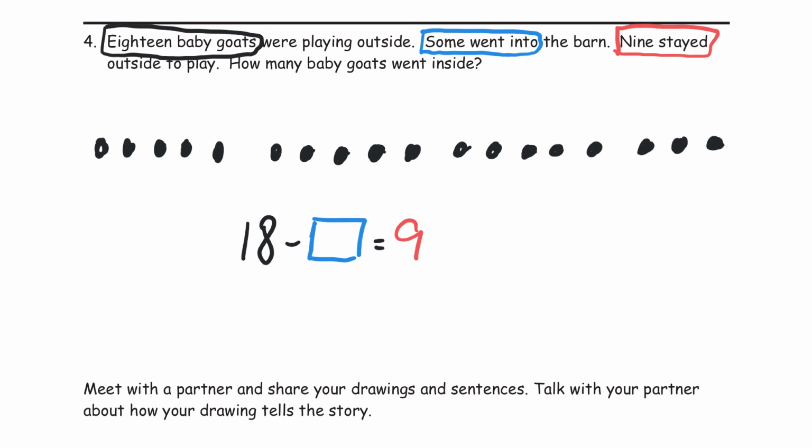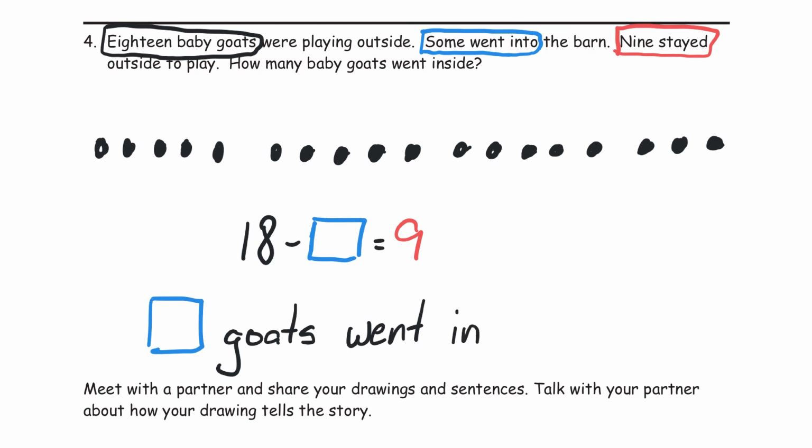And if we were to write this out, we would be able to write out a sentence for this saying that our mystery number, so goats, G-O-A-T-S, went, W-E-N-T, and then inside, I-N-S-I-D-E, and period. All right, boys and girls, so you're going to complete this problem on your own.